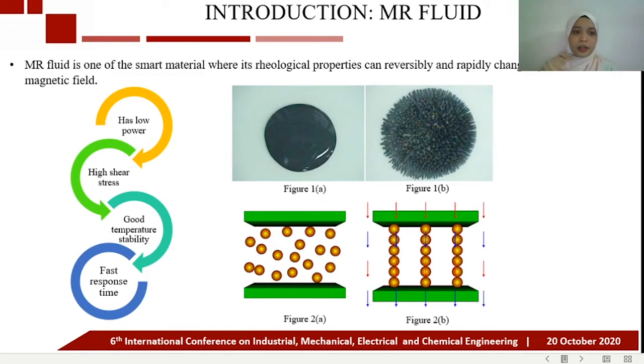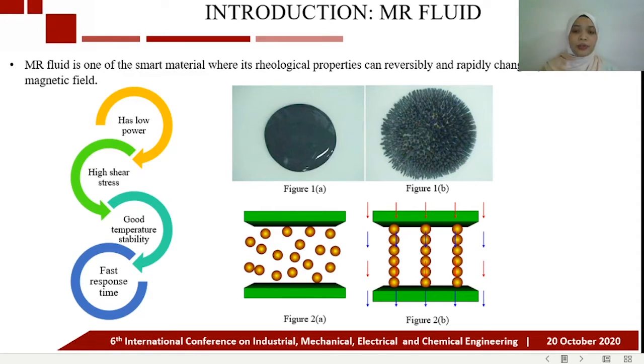First of all, I want to explain what is meant by smart material. Smart material is a material whose properties can change by external stimuli, for example, temperature, electric field, and magnetic field. Thus, magnetorheological fluid or MR fluid is one class of smart material due to its properties, which are reversibly and rapidly changed by an external magnetic field.